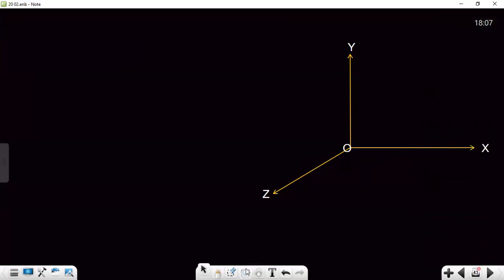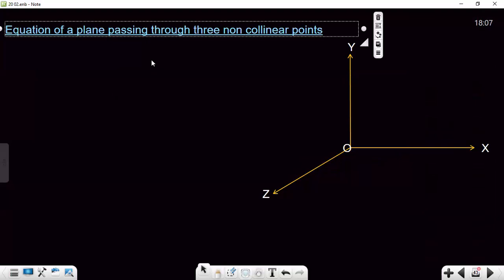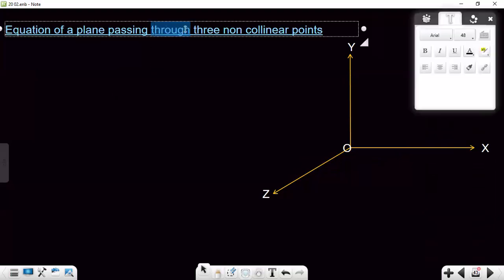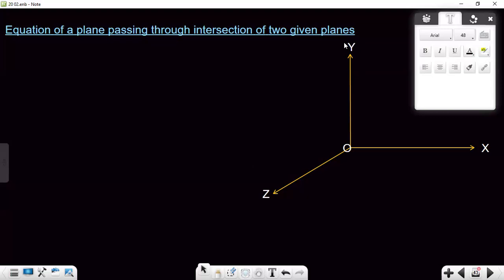Let's now discuss the equation of a plane passing through the intersection of two given planes. Okay. This time we will not require this. This is not required.